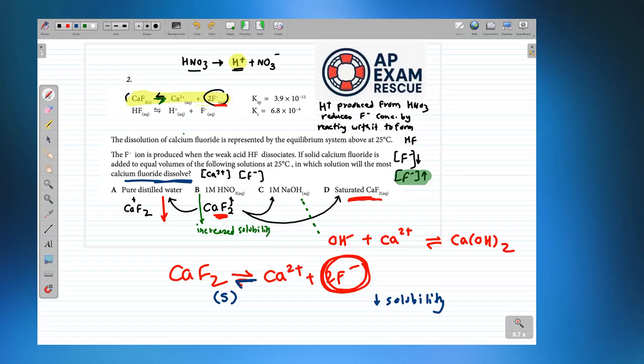Number C, sodium hydroxide is a strong base. It gives me a high concentration of OH minus. As we said, OH minus is not gonna react with calcium or with fluoride in a way that affects the solubility. Saturated calcium fluoride is not going to be the answer because when you increase the calcium, the solution will try to decrease it, so it will move backward where there is less solid.